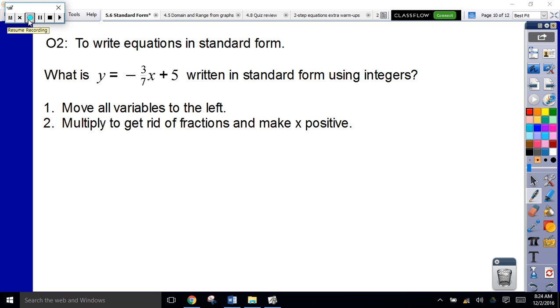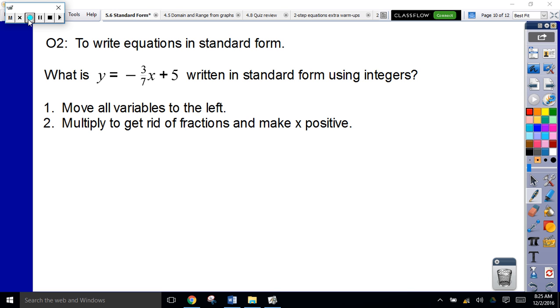Second day of our standard form lesson. Today we're going to talk about how to write equations in standard form. So when we're given an equation in slope-intercept form, we're going to convert that equation to standard form.